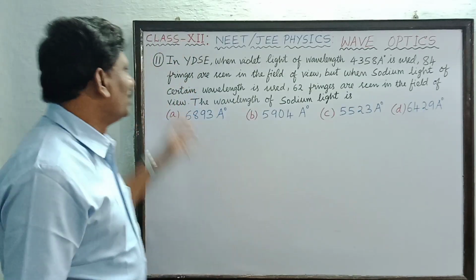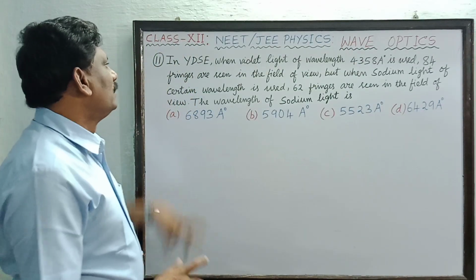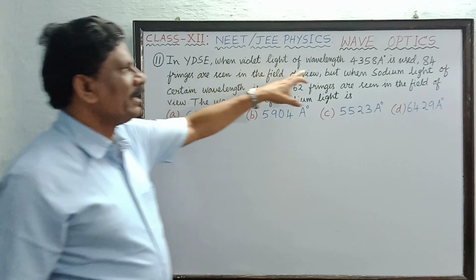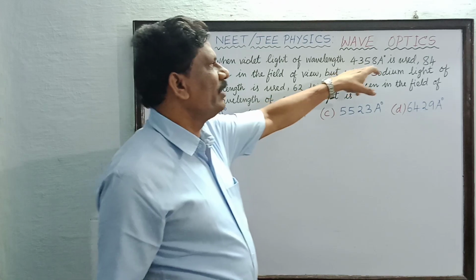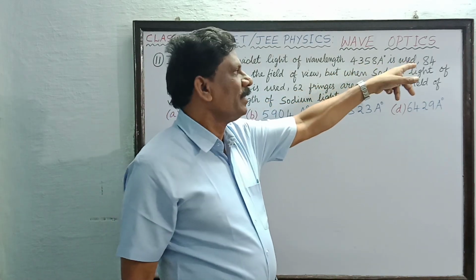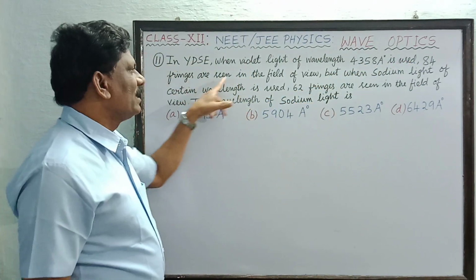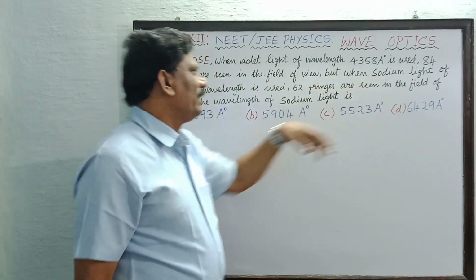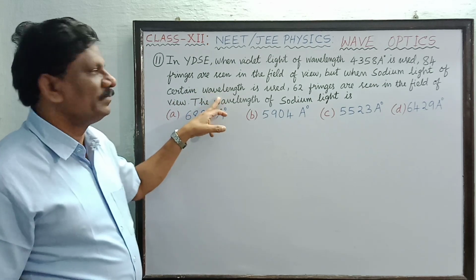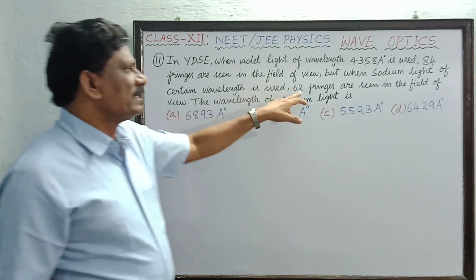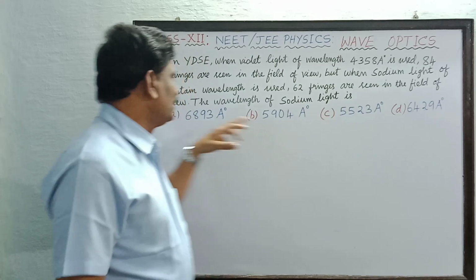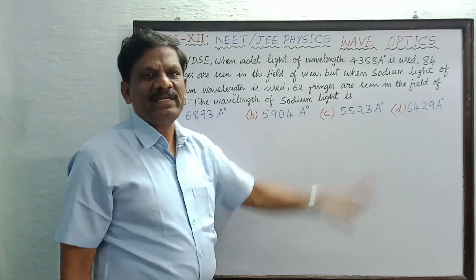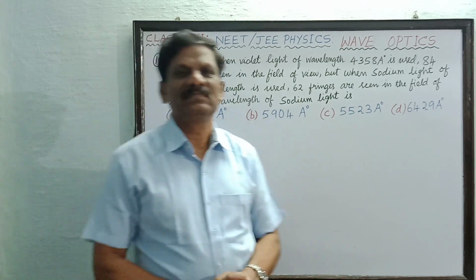Hi students, problem number 11. In Young's double slit experiment, when violet light of wavelength 4358 angstrom unit is used, 84 fringes are seen in the field of view. But when sodium light of certain wavelength is used, 62 fringes are seen in the field of view. The wavelength of the sodium light has to be determined.